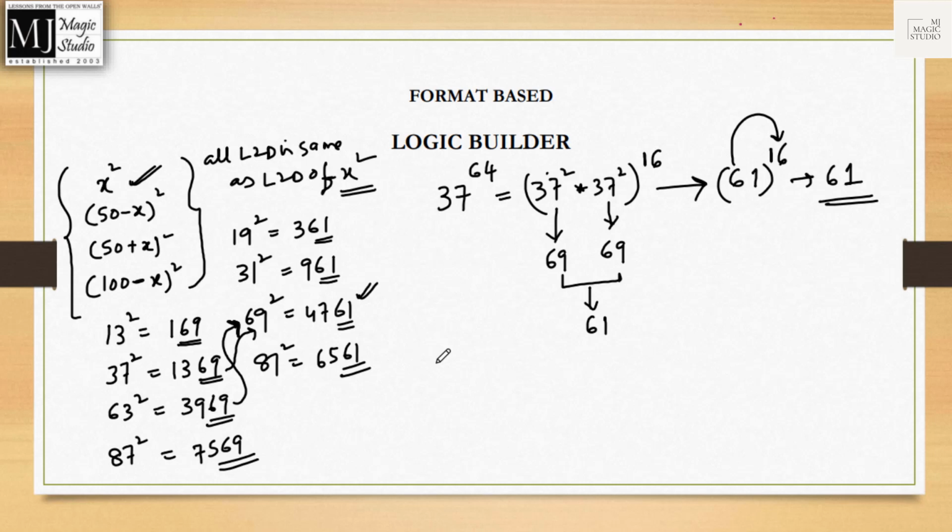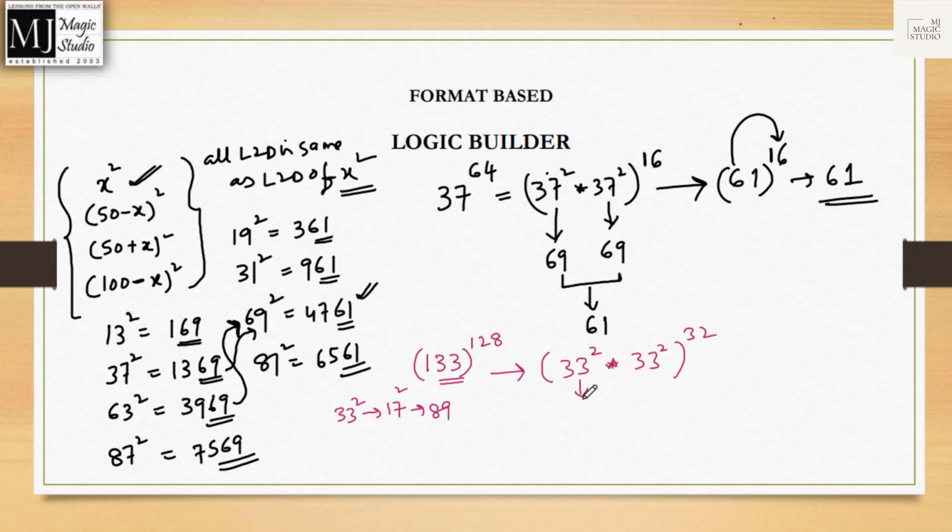Okay, let's take up one more example. The last two digits of 133 to the power 128. Now the last two digits of 133 are 33. Yes, 33 squared has the same last two digits as 17 squared. 17 squared, the last two digits are 89. So first we need to break this number as 33 squared raised to the power 64.